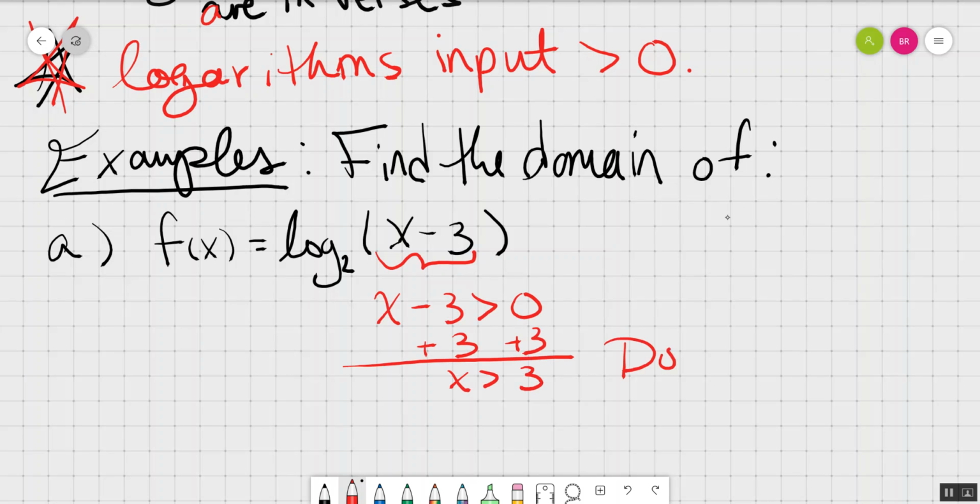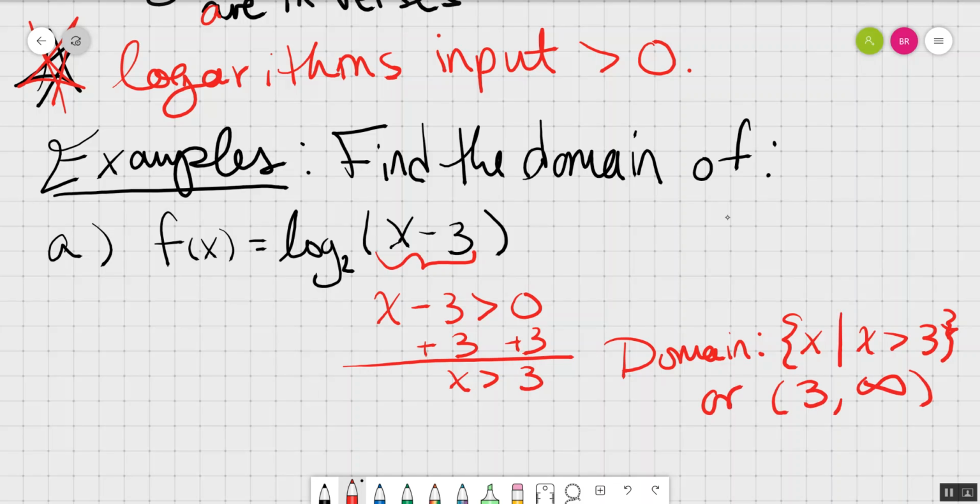So we would write our domain in one of our two notations of choice. I could do set builder and say I want my x's so that x is bigger than 3. Or if you don't like that one, because I know a lot of you don't, you can write it as an interval. So I want to go from 3 all the way up to infinity, because really you should be thinking of this as any x bigger than 3.